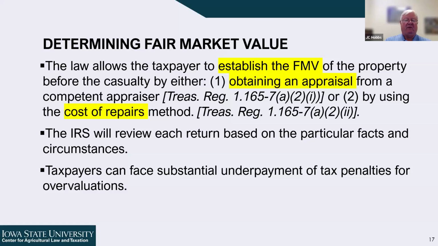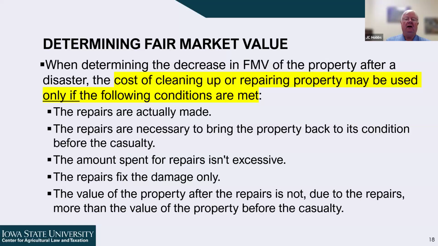What happens if we don't report it correctly? Well, if we try to cheat the system, there are what they call underpayment of tax penalties if we overvalue the appraisal or the fair market value to begin with, and that's usually the case. So you want to be realistic about what that property was worth before the casualty occurred, before the hurricane occurred. Be reasonable. So the decrease in fair market value after the disaster is much different than what it was before.